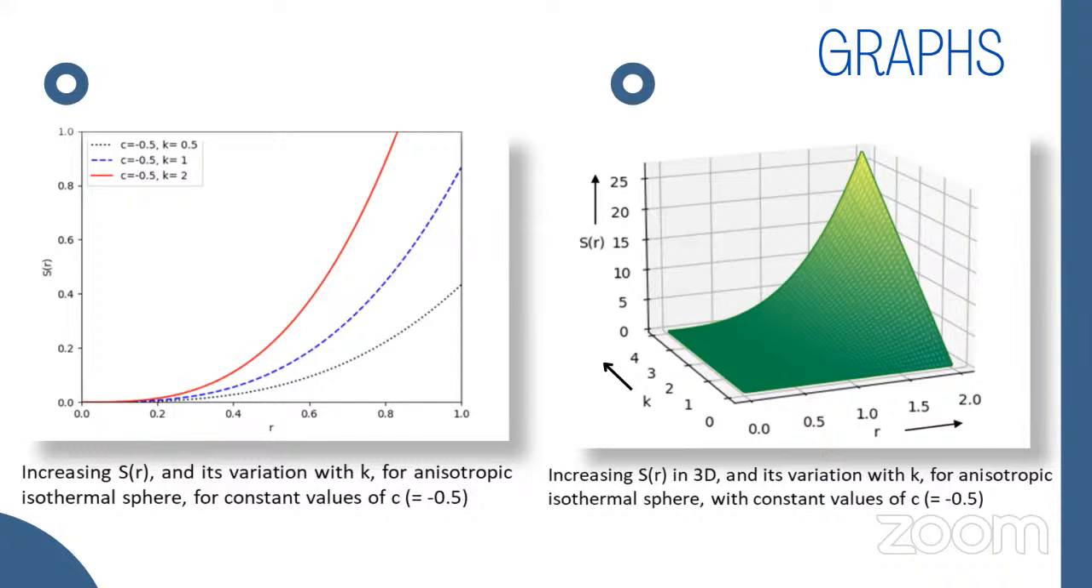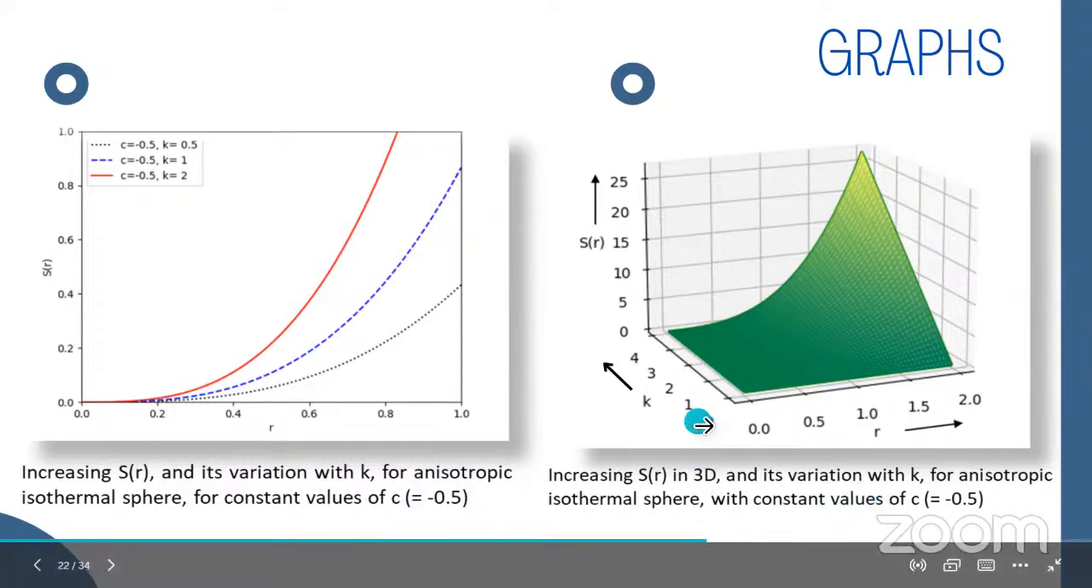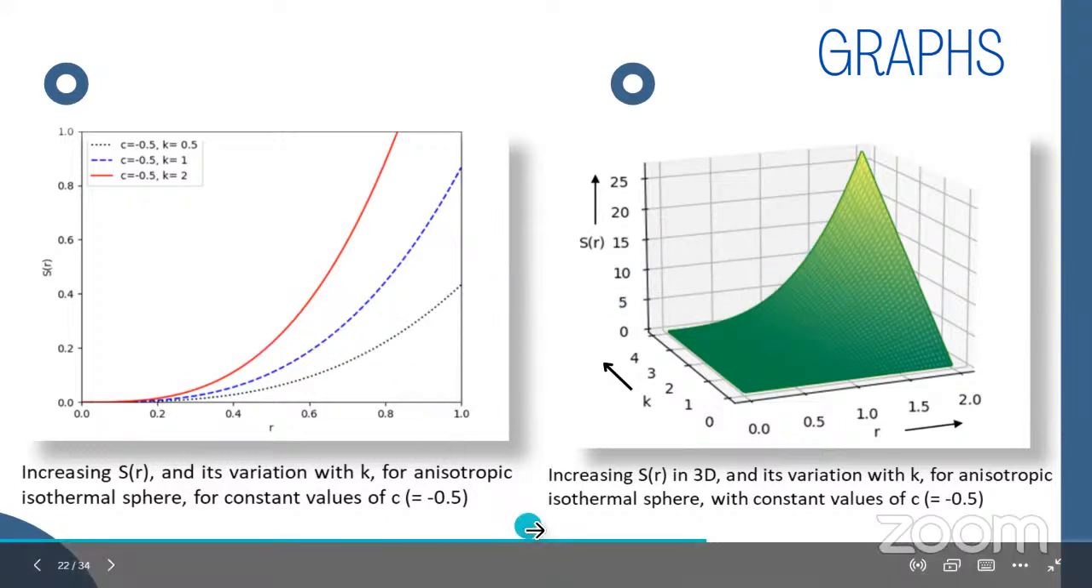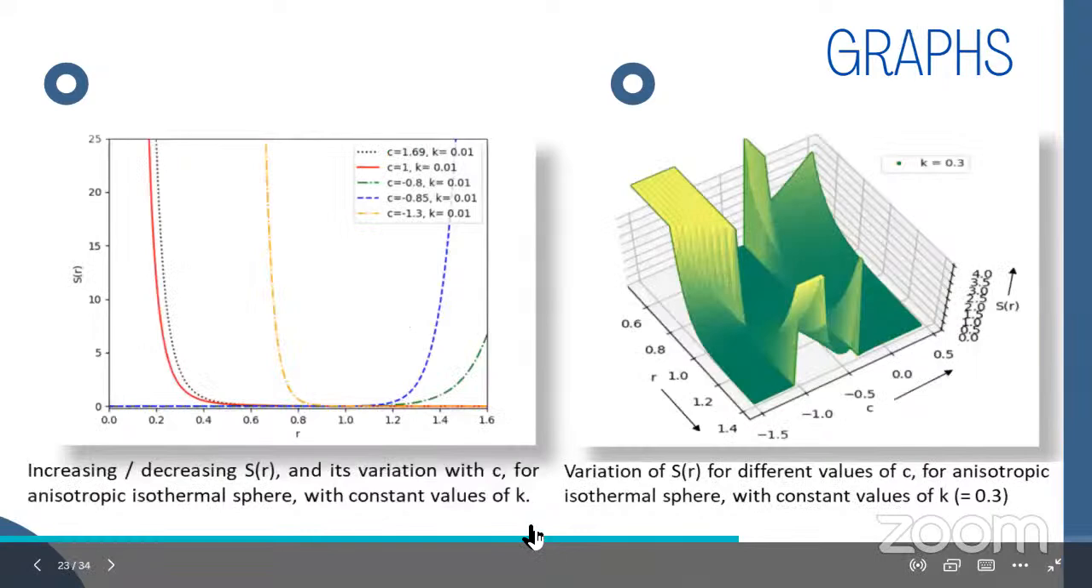We observe that initially when K is 0, as we can see in the 3D plot, the S, that is the degree of the anisotropy, is also 0, and it doesn't change with R for K equals to 0. But as K continues increasing and changing, the slope of S versus R also increases gradually with changing R. You can see it in the 3D graph and the 2D plot as well. So moving on to the next slide.